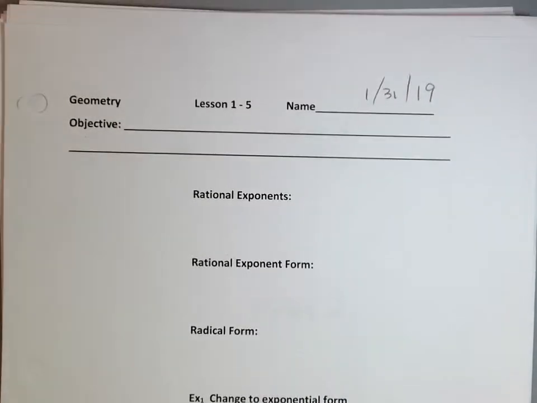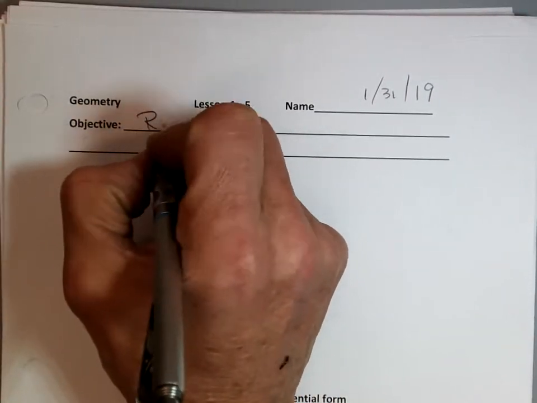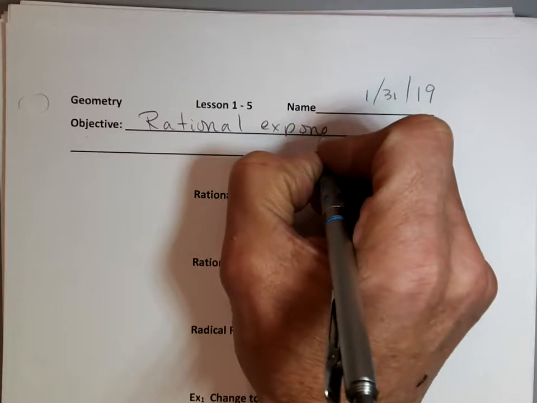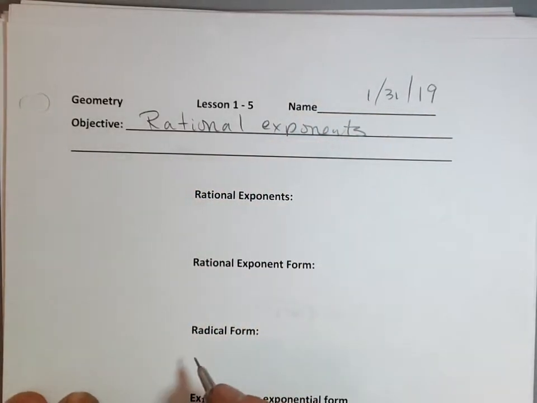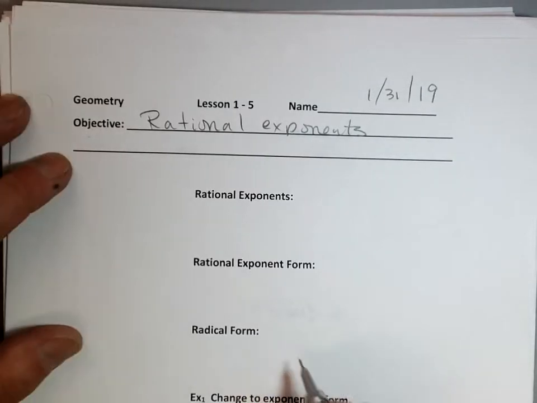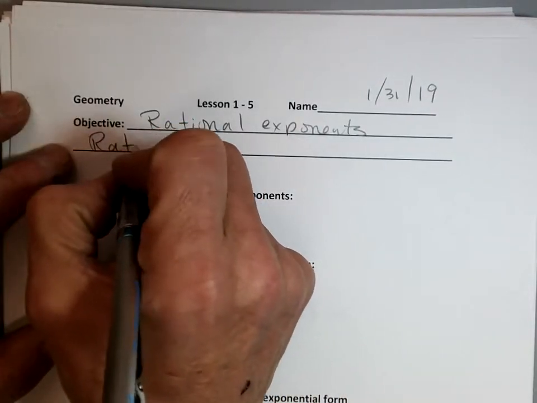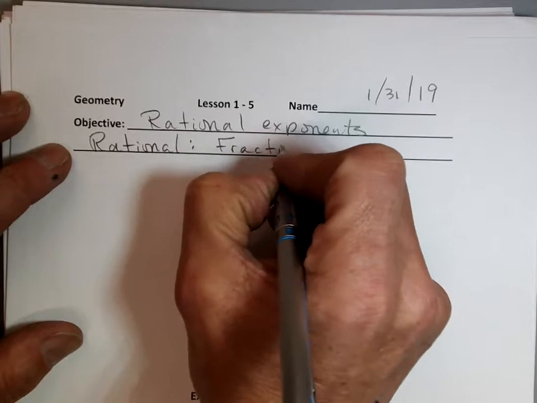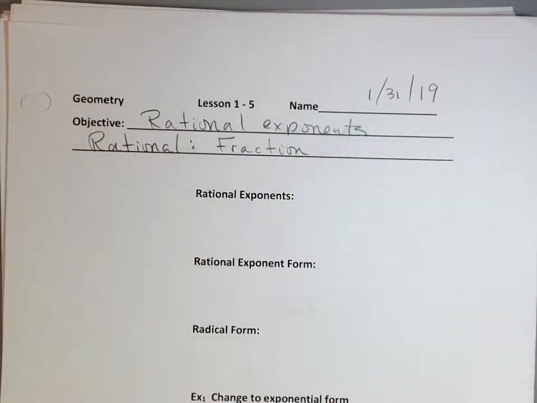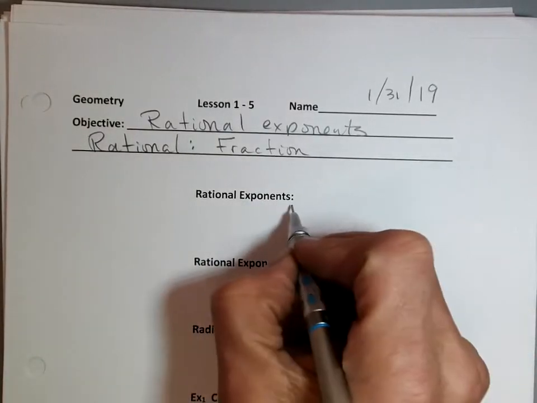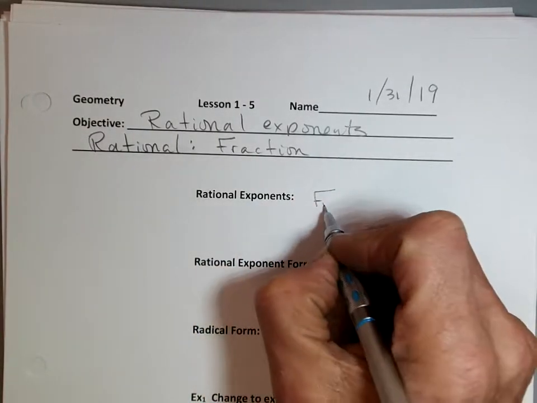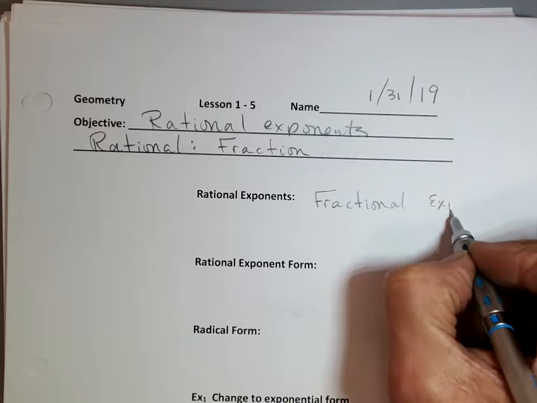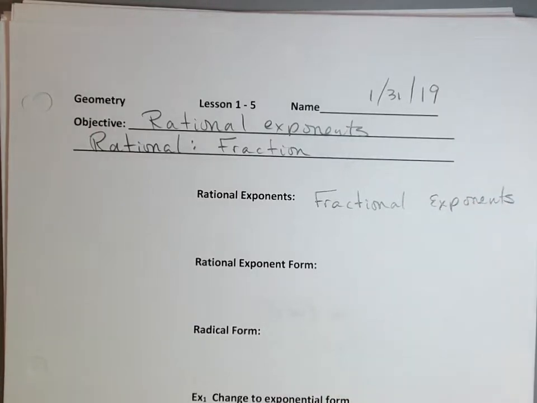Okay, the objective. Today we're talking about rational exponents. Okay? And with rational exponents, the word rational means fraction. Okay? The word rational means fraction. So what we're really looking at is fractional exponents. Okay?